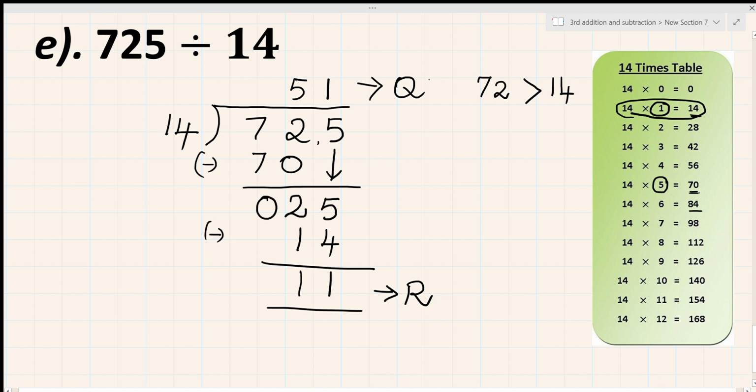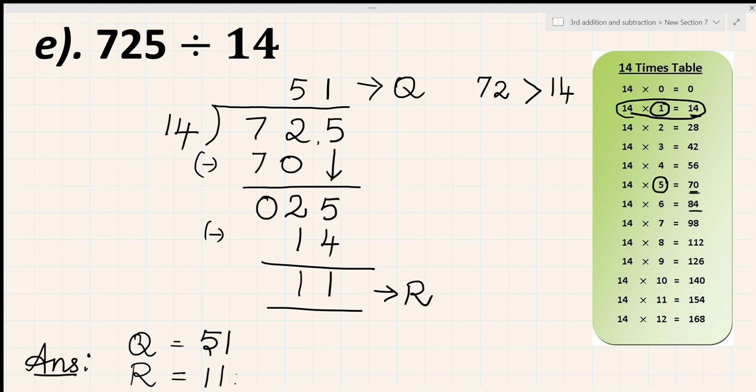Is this clear, children? Yes. Now we will write down the answer. What is the quotient, children? Yes, 51. And the remainder is? Yes, 11. Is this clear, children? I hope the concept is clear.